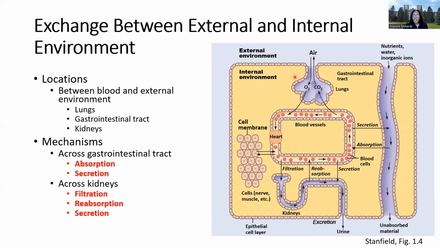Okay, so the areas where we see exchange are the lungs, the GI tract, the kidneys. The mechanism for that type of exchange will differ. So across the gastrointestinal tract, there is absorption and secretion. Can someone tell me in the chat, what direction do you think absorption is happening in? From where to where? Is it external to internal or internal to external? And the same for secretion. If you can put that in the chat, what direction do you think absorption happens in and secretion?